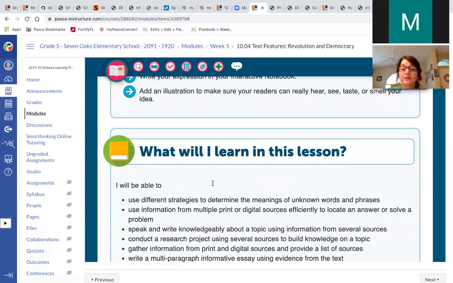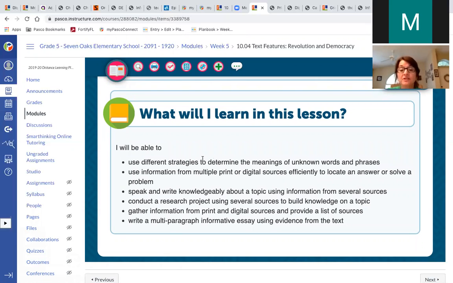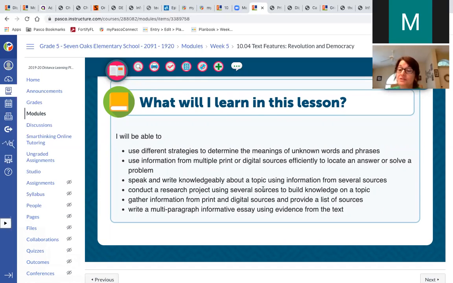So some of the objectives you're going to learn in the lesson are you're going to be able to use different strategies to determine the meaning of unknown words and phrases. You're going to be using a lot of context clues to help you figure out unknown words and phrases. You're also going to use information from multiple print and digital sources to be able to locate answers or solve a problem. You are going to be able to speak and write knowledgeably about a topic using information from different sources. And we're going to conduct research writing using different sources to build knowledge about a topic, gather information from print and digital sources, and be able to write a multi-paragraph informative essay that will be written for week 6, not week 5. Okay, so that we'll be building on that.